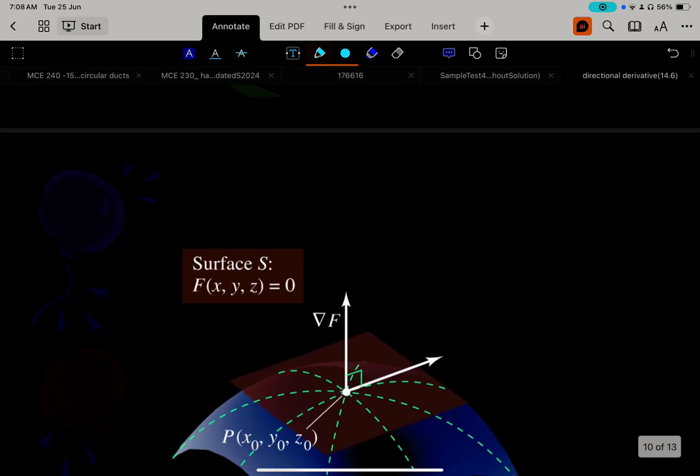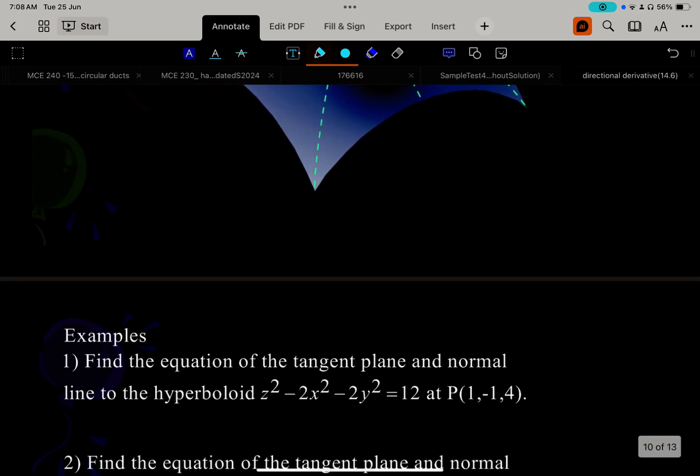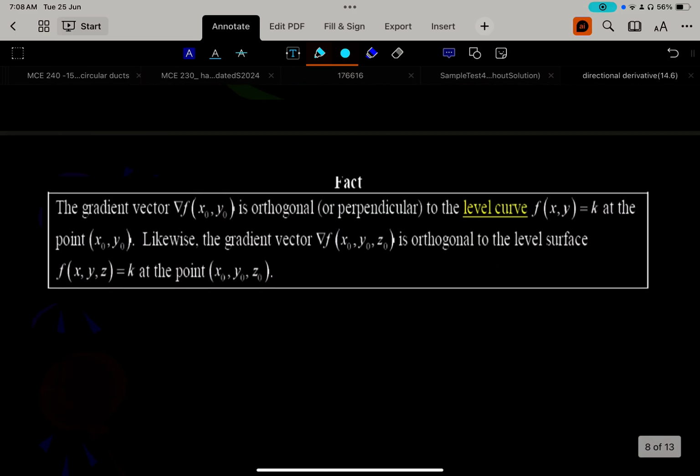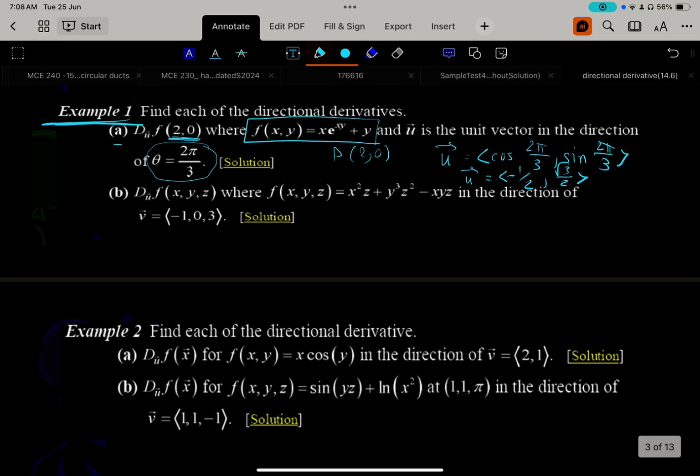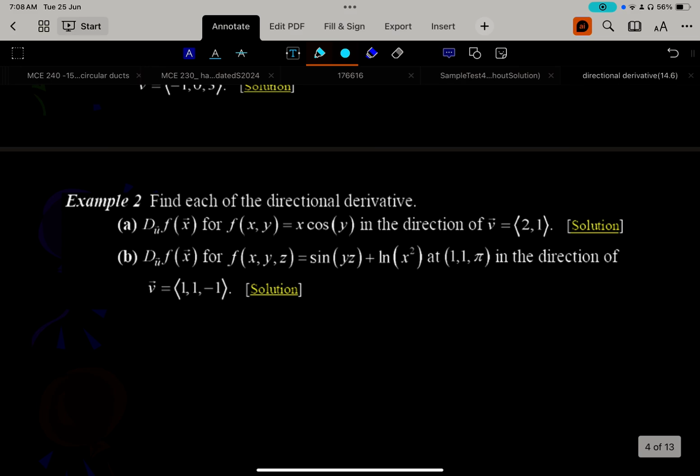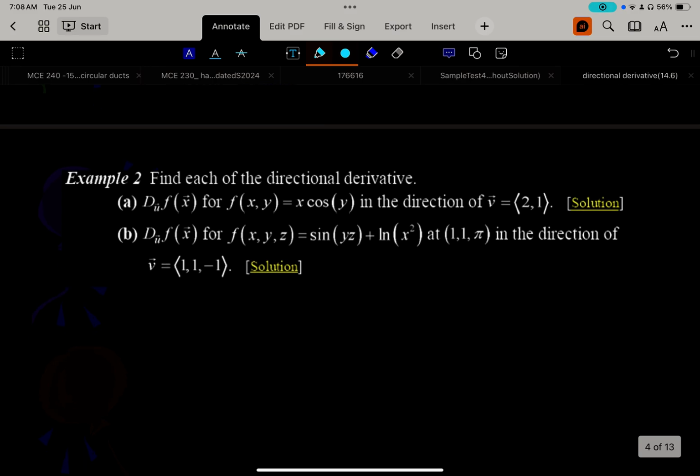Okay, so these are some more examples. Let's try to solve example 2 real quick.